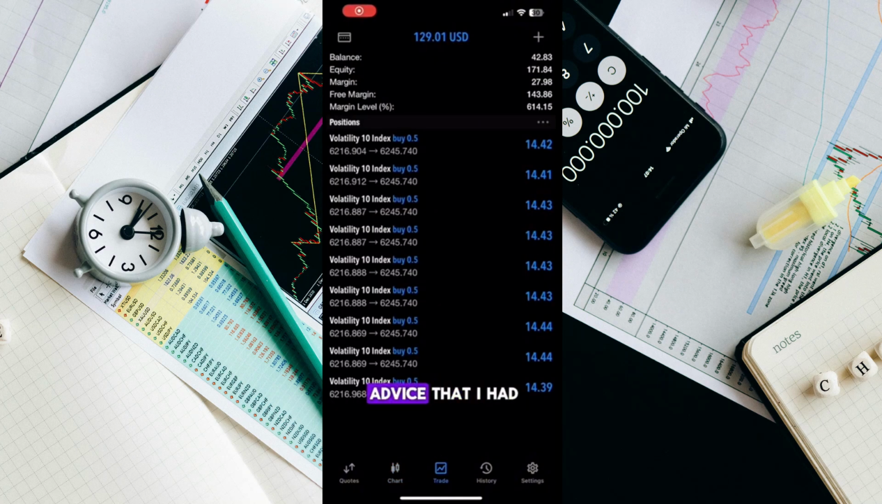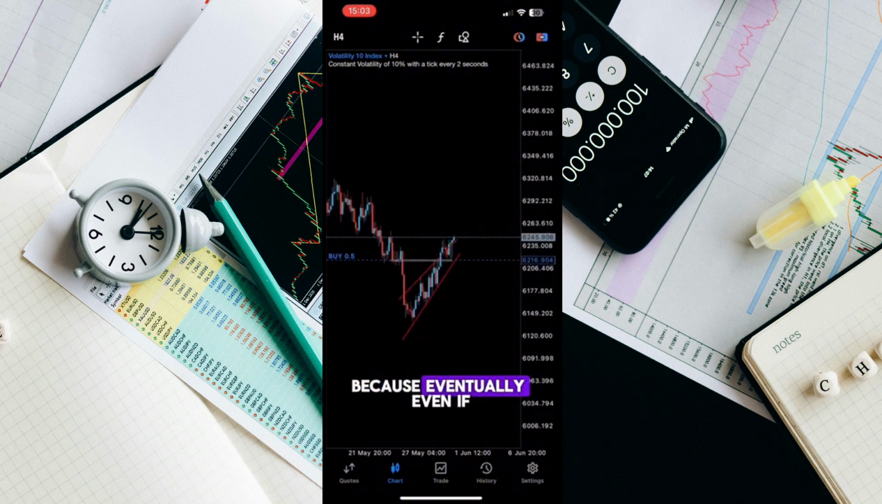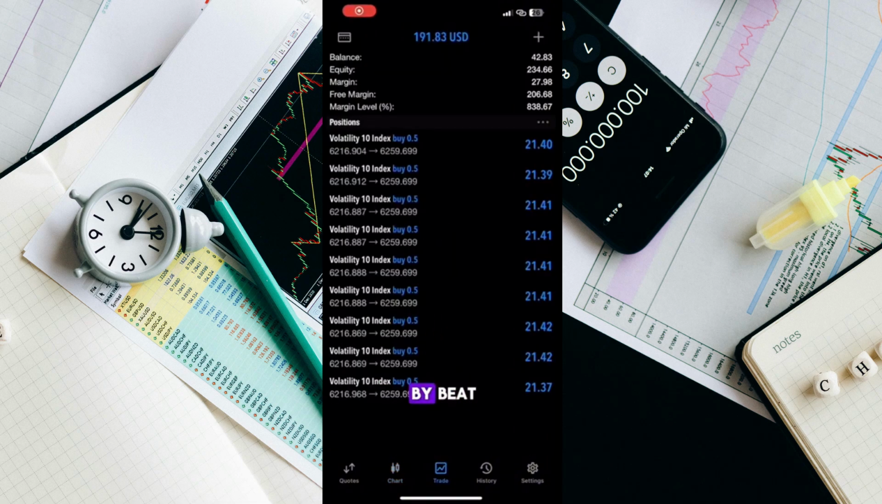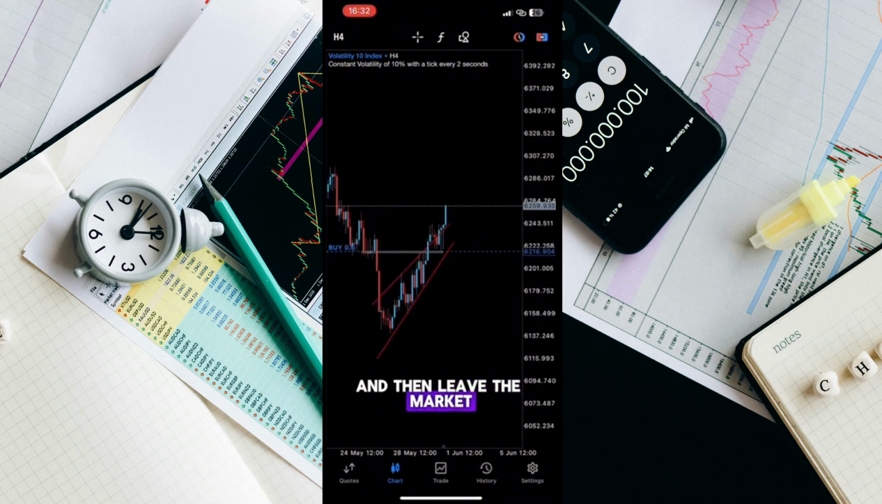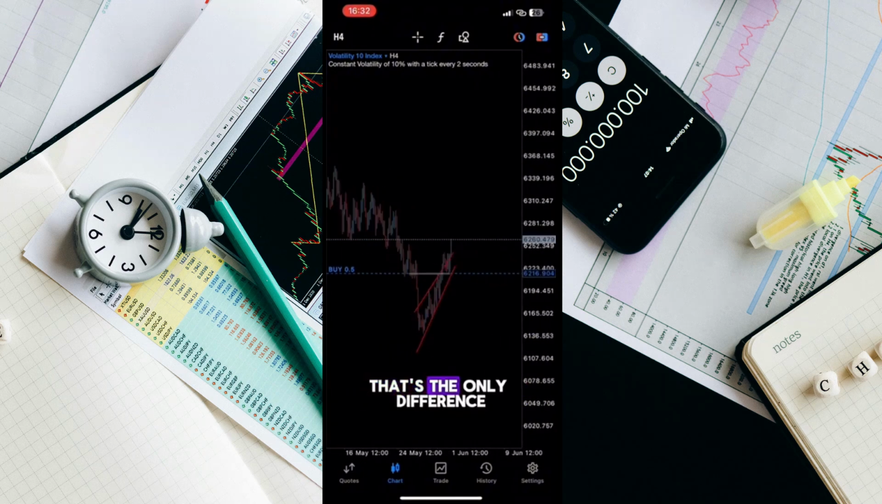So that is the advice that I had for you. It is actually safe for you to go all in when you know that you're correct, because eventually, even if you are beaten bit by bit, you just lose all the profit. So you might want to just risk it and collect a lot of profit and then leave the market, like I did right here. That's the only difference.